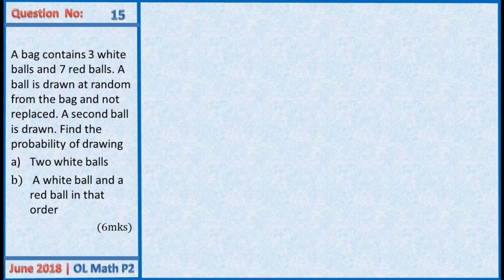Question 15. A bag contains 3 white balls and 7 red balls. A ball is drawn at random from the bag and not replaced. Then the second ball is drawn. Find the probability that the 2 balls are white. So the probability that the 2 balls are white means the first ball is white and the second is white. Now what's the probability of drawing the first ball being white? There are 3 white balls, so the probability of drawing a white ball is 3 out of the 10 balls in the bag.